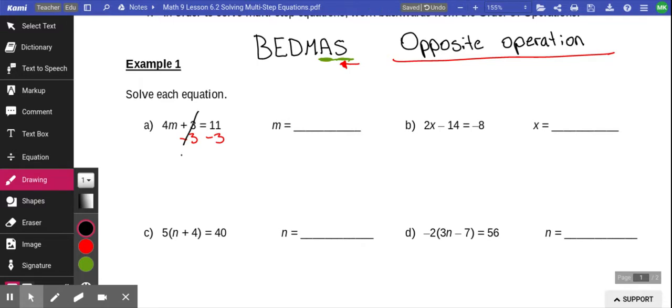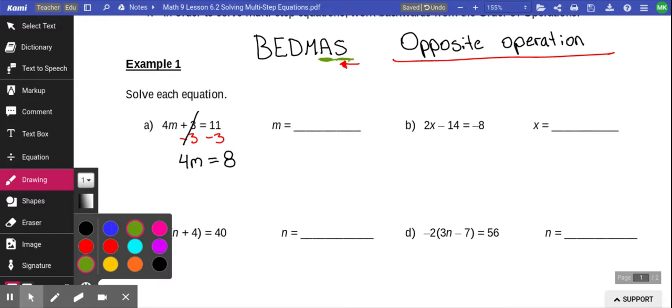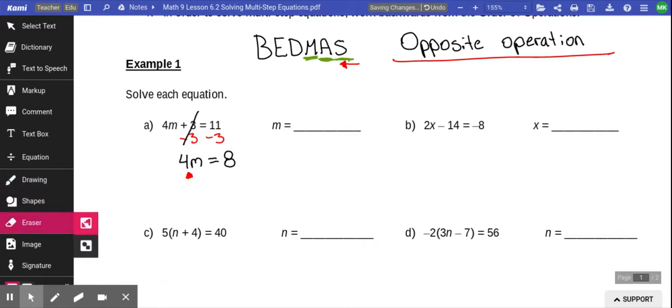So on the left side of my equation, the only thing I have left now is 4m. On the right-hand side of my equation, 11 minus 3 is 8. So I did something, I reorganized, and then I move on to the next step. If I'm doing BEDMAS backwards, the next thing I want to move is any multiplications. This is multiplication. If there's nothing in between a number and a letter, that means multiply. So there's 4 times m.